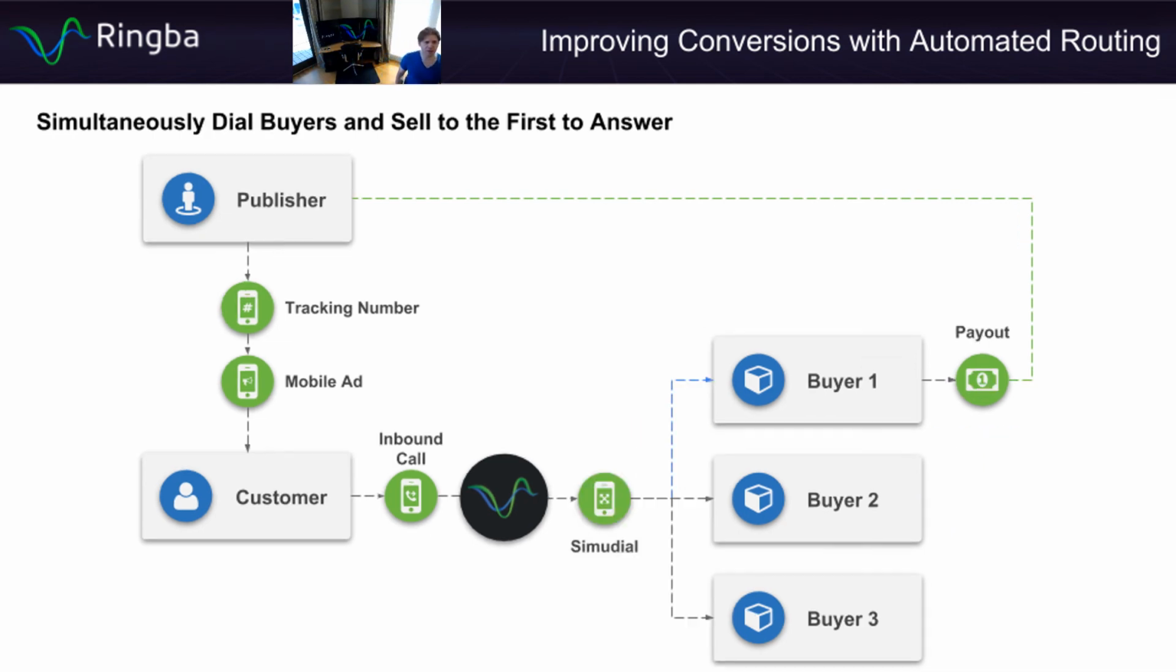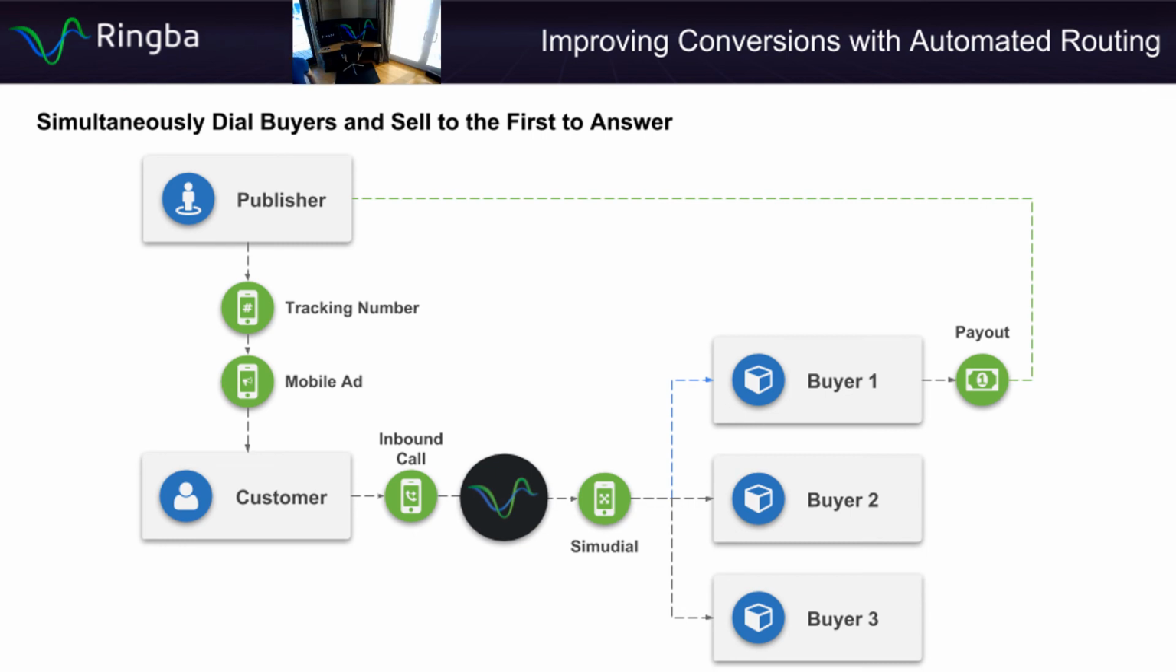Now next, I want to talk about simultaneously dialing buyers and selling to the first one to answer. Now, there's a few reasons why you would want to do this, and there's actually a few downfalls to this as well, and we're going to cover all of them. And so simul dial essentially means that we are going to dial all 3 buyers at the same exact time, or all 5, or all 25, or all 600. It doesn't matter how many buyers you have. We're going to dial them at the same time, and the first one to answer the phone call gets it.